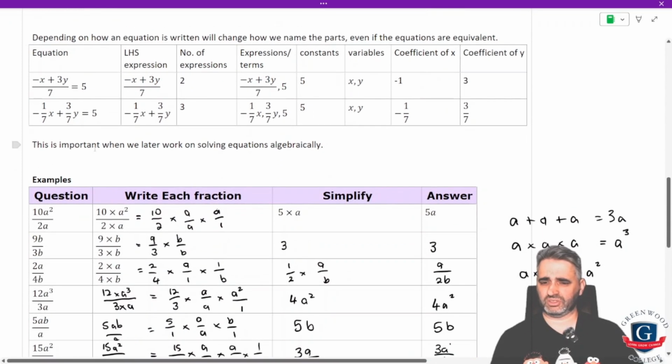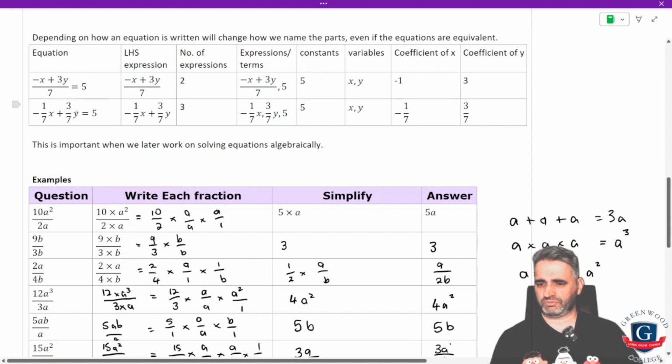Before we go too much further, though, we should probably go into some conventions. And this is one of the things I've changed between the old version of this video and the new one. In this part, I've said, look, we've got two expressions rather than two terms. I normally treat this as a term, but I suppose strictly speaking, it's an expression. So I've got this expression here and this one here. I've got two expressions on the left-hand side of my equation. The constant is 5. We have x and y. The coefficient of x is -1, and the coefficient of y is 3.